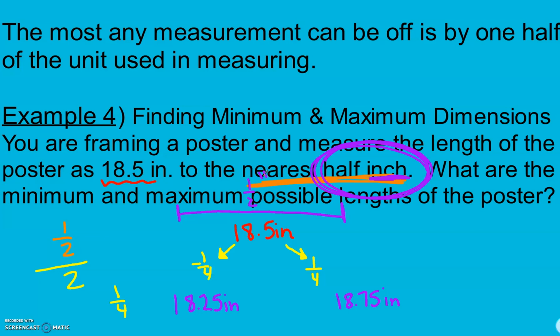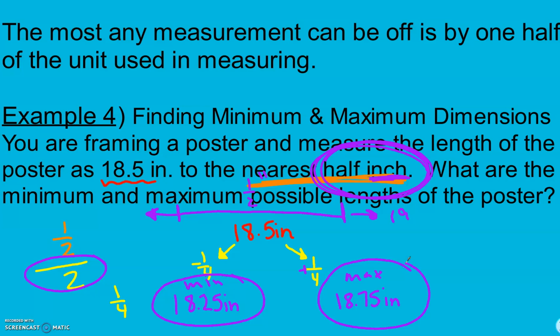Okay, anything below that rounds down to just 18. Anything above that rounds up to 19. So again, we take whatever we're measuring to, half it, and we add it and subtract it. So the minimum possible is 18.25. The maximum possible is 18.75. Anything more than that, we'd round up to 19. Anything less than the 18.25, we'd round down to 18.